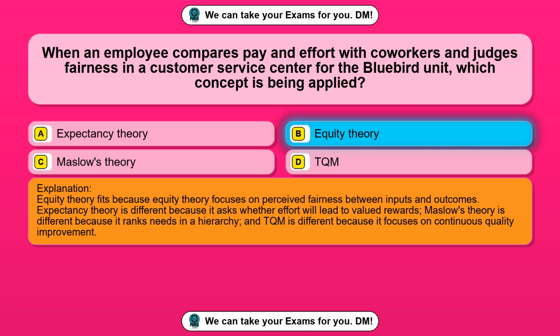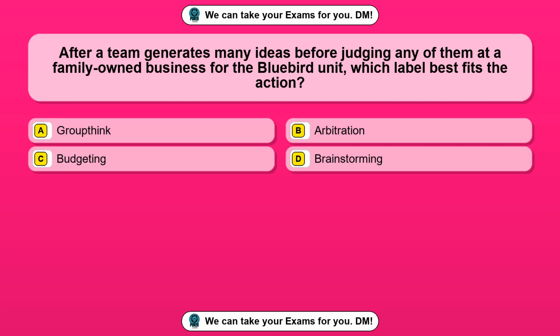quality improvement. Question 38. After a team generates many ideas before judging any of them at a family-owned business for the Bluebird unit, which label best fits the action? Option A, groupthink. Option B, arbitration. Option C, budgeting. Option D, brainstorming. The correct answer is option D, brainstorming.